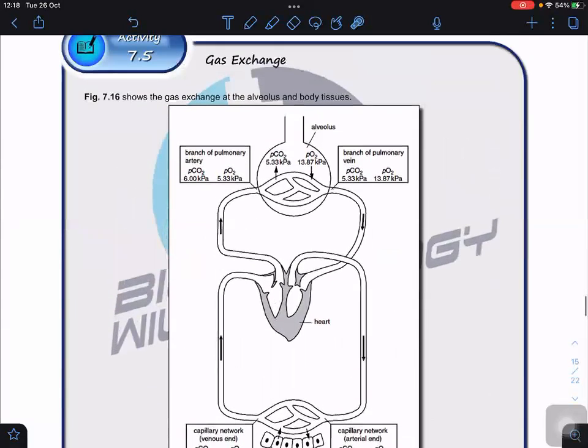Now look at the alveolus. During ventilation, you take in fresh air. In fresh air, you can see the partial pressure of O2 is 13.87 kilopascal in the alveolus, and fresh air contains a low partial pressure of CO2. The blood comes from the pulmonary artery, so write down pulmonary artery.